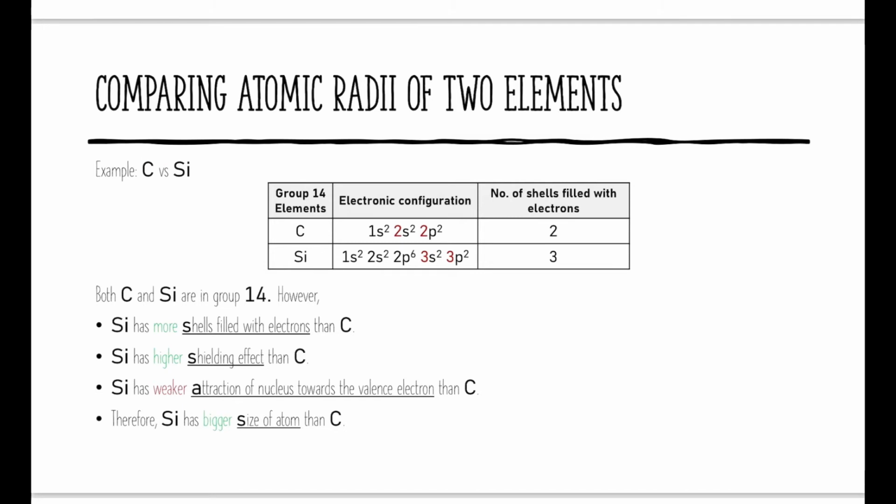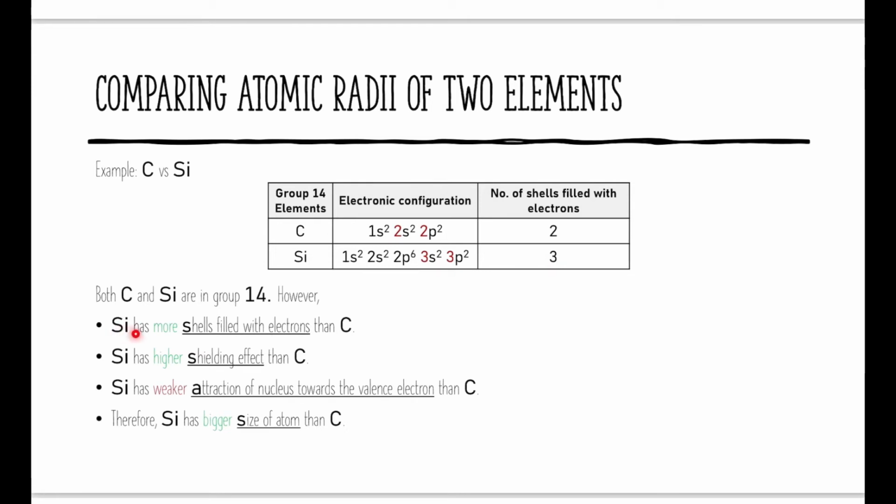For example, carbon versus silicon. Carbon and silicon are both in group 14. This is the electronic configuration of carbon and this is the electronic configuration of silicon. Therefore, based on the electronic configuration, we can see that carbon has 2 shells filled with electrons, while silicon has 3 shells filled with electrons.